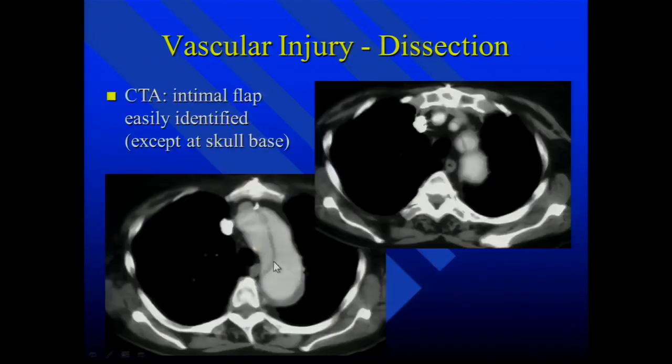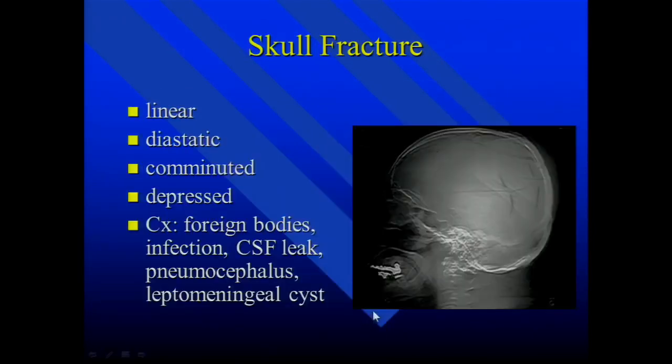You can see them on CT as well. You can see the nice big dissection flap here, but truthfully, in the carotid and vertebrobasilar systems, you usually don't see the flap. You may see some narrowing of the vessel, but that's going to be the only thing you're going to see. Unlike the great vessels here, in the aortic arch, you'll see the flap. Usually in the carotid arteries, internal carotid arteries, and the veins, you do not see the flap.